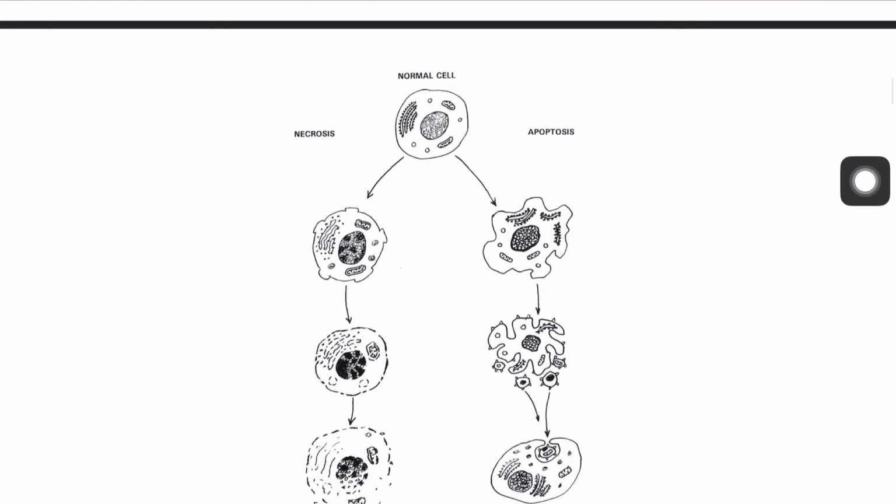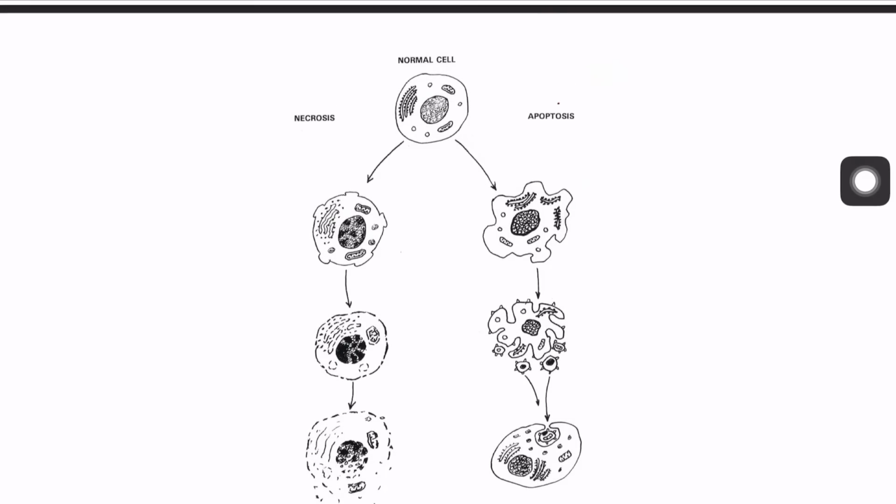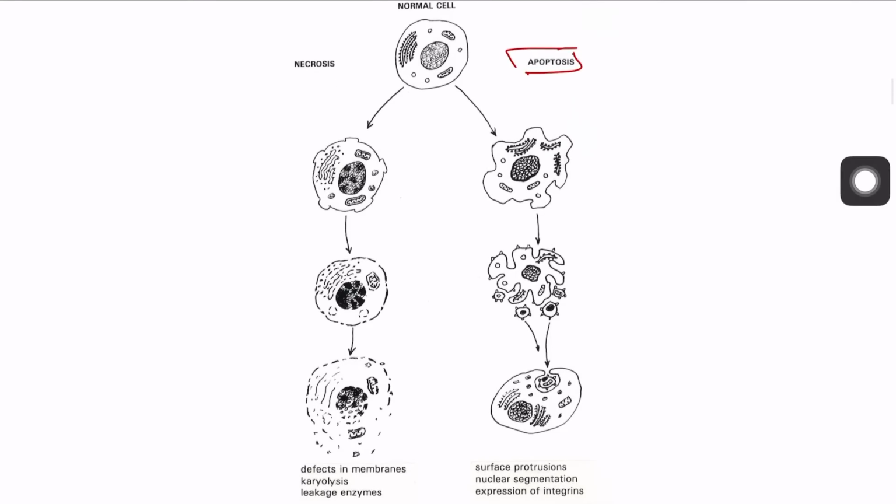Actually, this is a nice diagram. You do have the apoptosis here. This is the normal cell. Look at the nucleus; it will just shrink inside, and that is called pyknosis. Then it will further break down into small pieces, and that is called karyorrhexis. Then it will be phagocytosed and engulfed by the phagocytic cells.